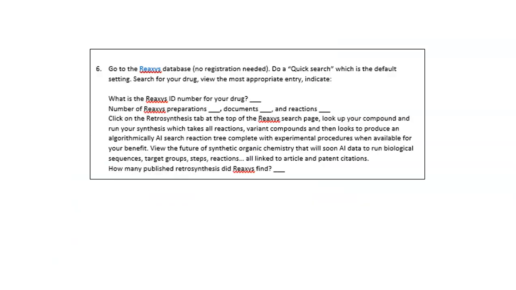You don't need a registry, so it's an open database, though you can sign in and use it to save your results and run alerts. We do a quick search for your chemical compound. We want to know the Reaxys ID number, the number of reactions, and we want you to look around in the search tree, and I want you to do a retrosynthesis as well.